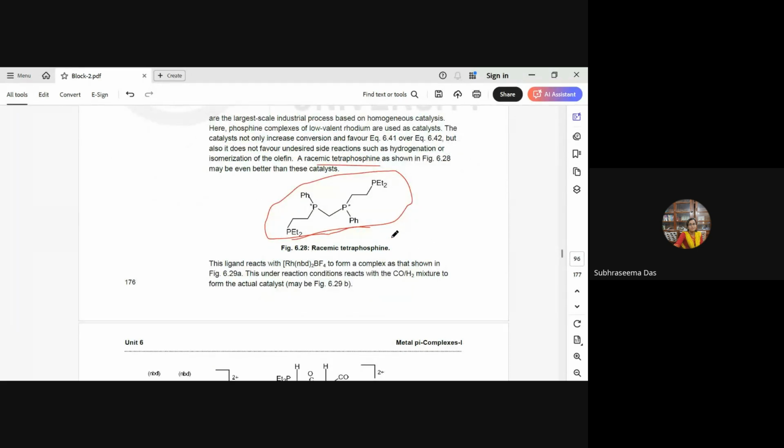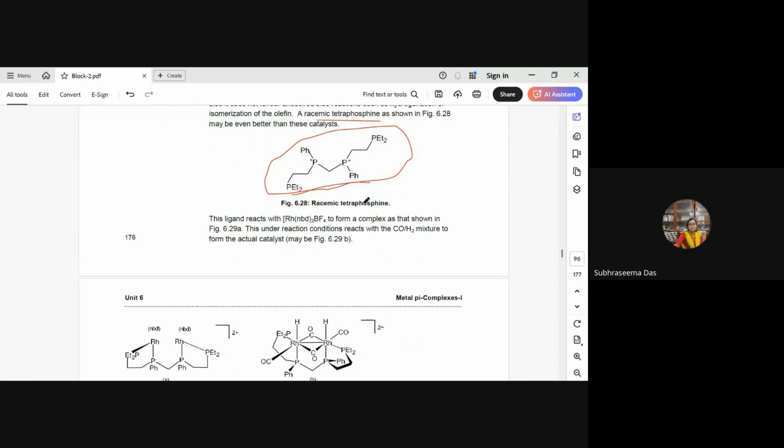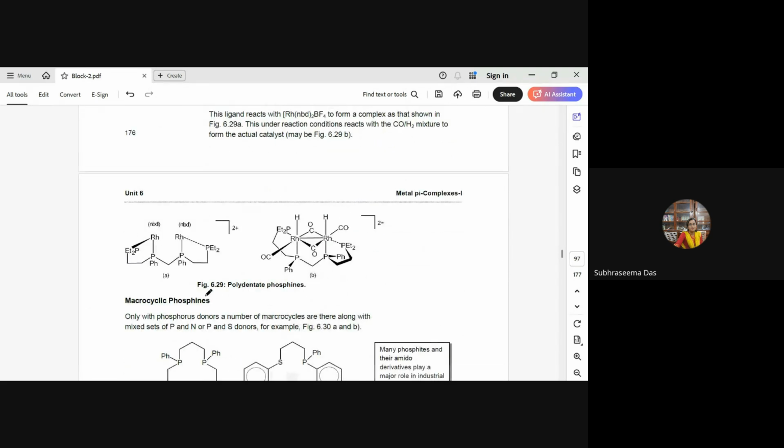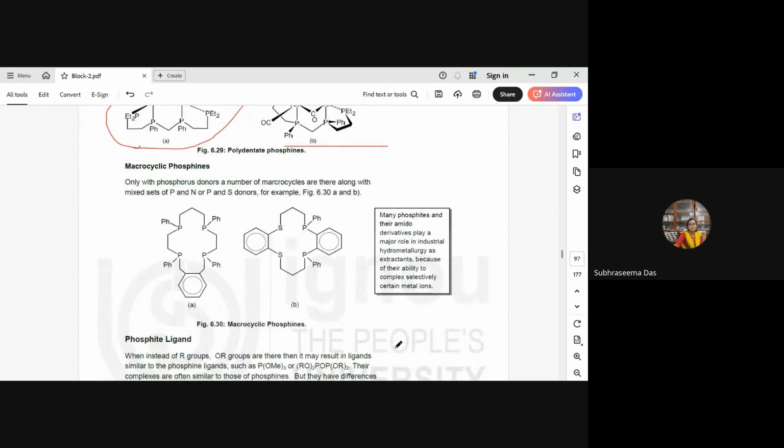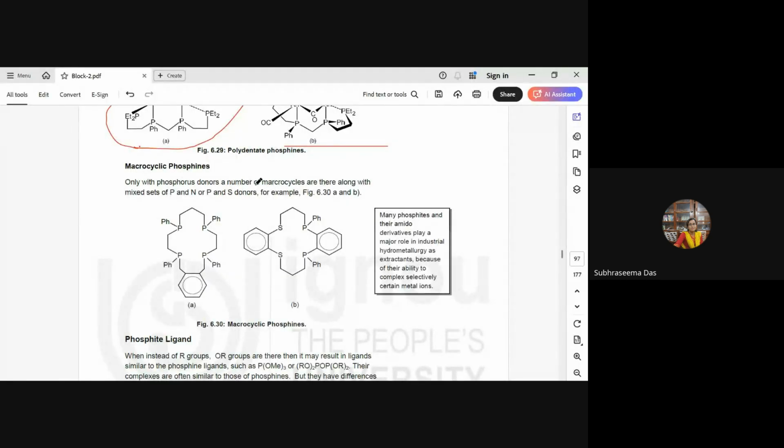Then this ligand, rhodium NB2 2 BF4, forms a complex that is shown here in figure 6.29a. This is also an example of a polydentate phosphine. This undergoes reaction with a CO/H2 mixture to form the actual catalyst. This is the actual catalyst, but it undergoes a reaction with water gas, that is CO plus H2, to form the polydentate phosphine. After polydentate phosphines, there is another class of phosphines called macrocyclic phosphines.